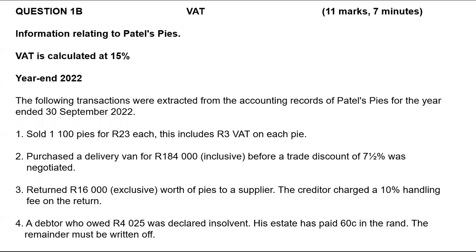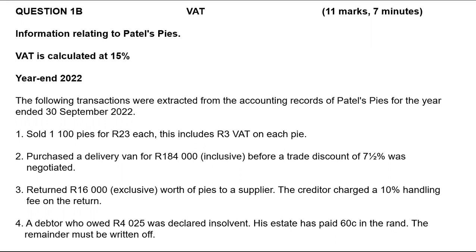Milan, we're going to be doing VAT, which is question 1B, worth 11 marks, 7 minutes long. Information relating to Patel's pies. VAT is calculated at 15%. Just highlight that so that you don't forget.